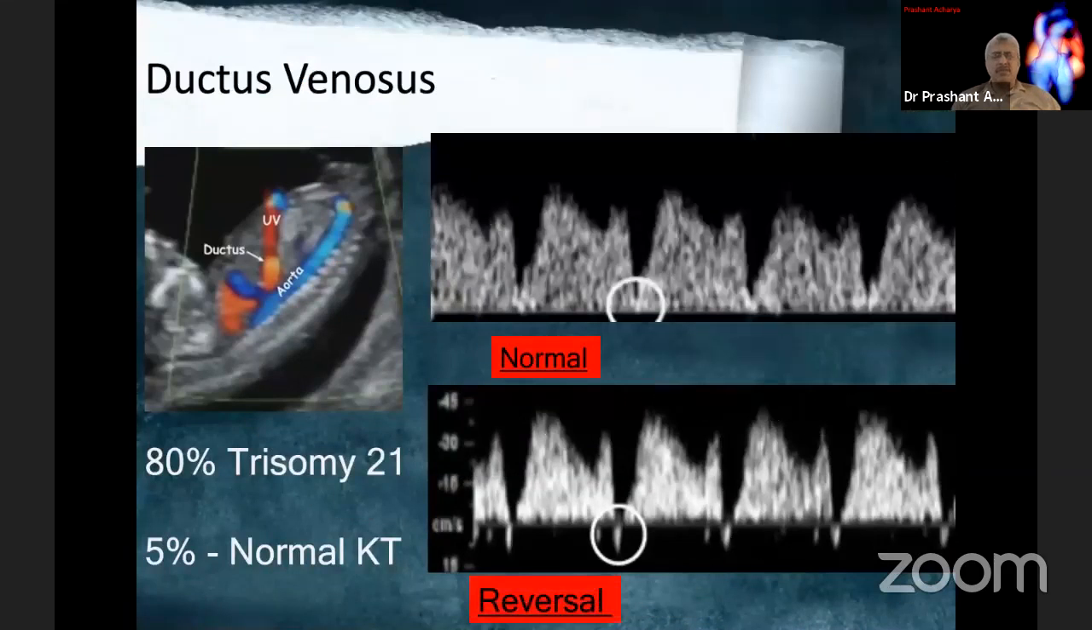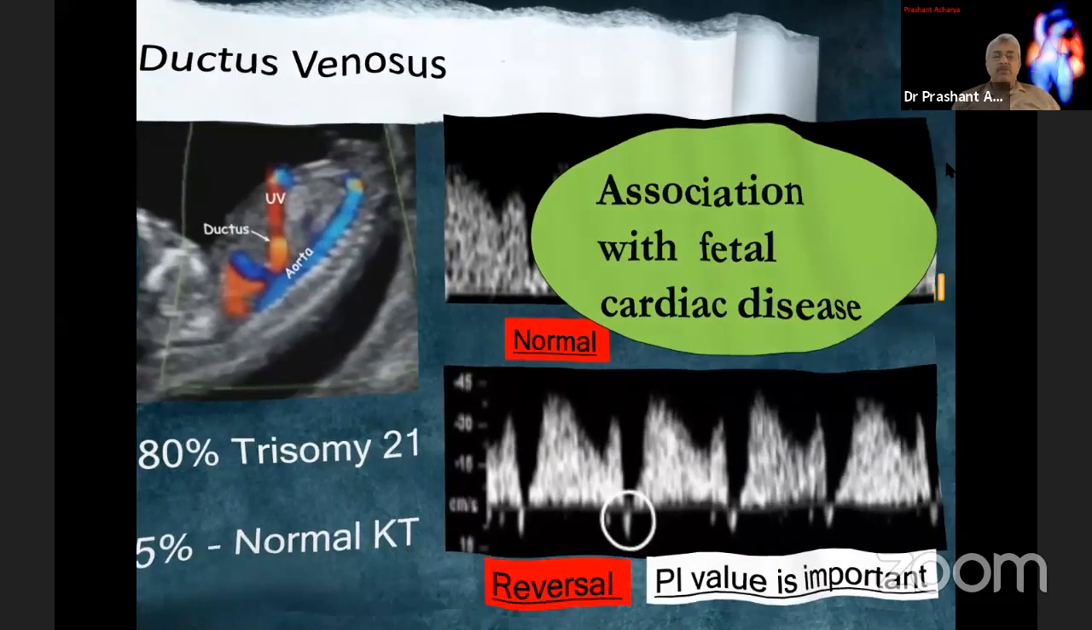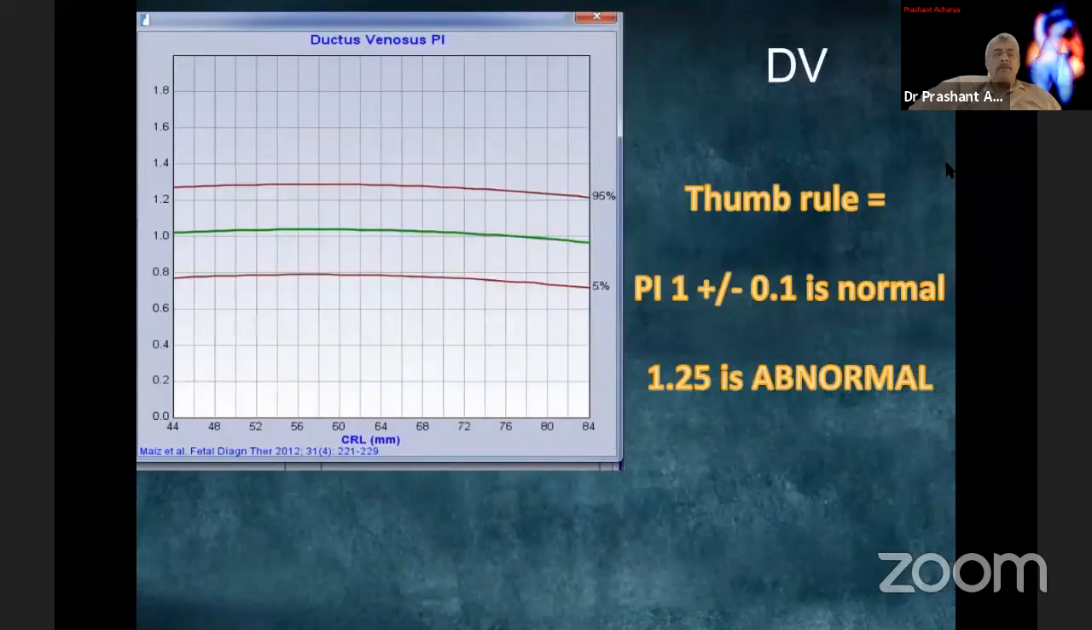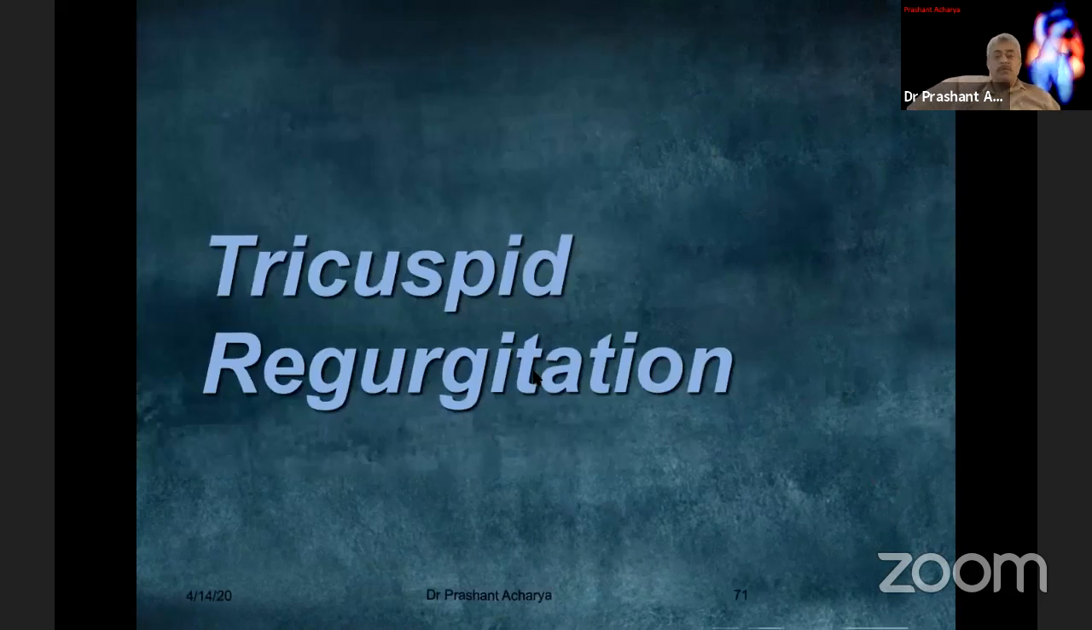Ductus venosus reversal or increased PI tells you about a possibility of Down syndrome. The thumb rule about normal ductus is that 1 is going to be normal, but 1 plus or minus 0.1 is normal. Anything above 1.25 is abnormal. If you can remember this, any DV more than 1.25 is abnormal, and there are chances of an abnormal ultrasound finding.